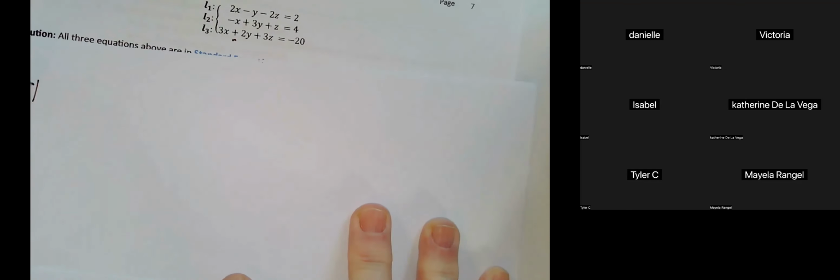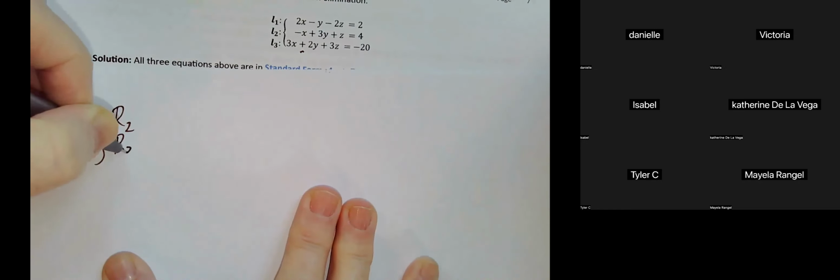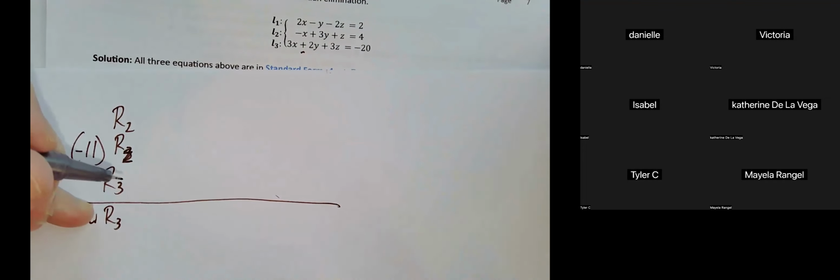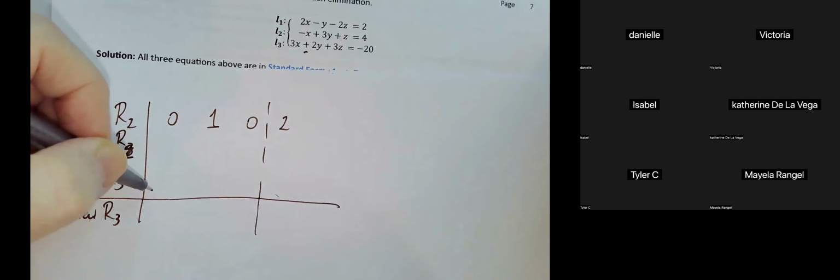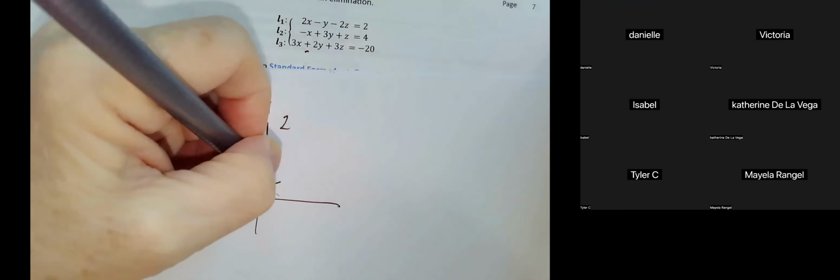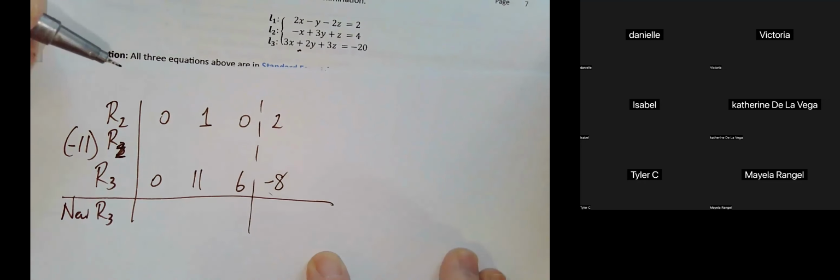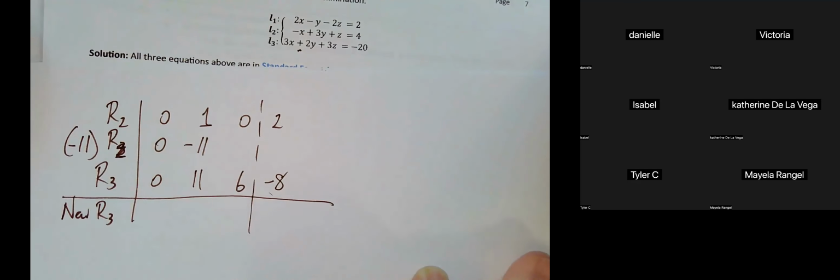So we have row 2, then -11 times row 2, row 3, and the new row 3, where row 2 is currently 0, 1, 0, 2, and row 3 is currently 0, 11, 6, -8. Okay, so what is 11 times row 2? 0, -11, yes, sorry. 0.